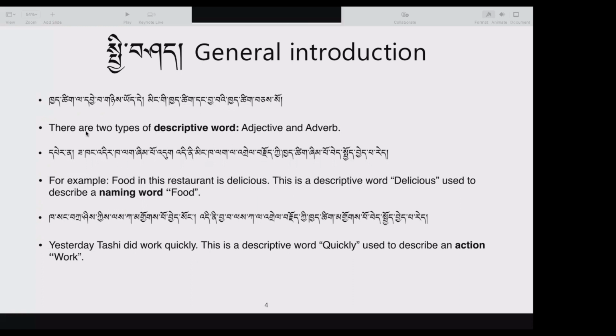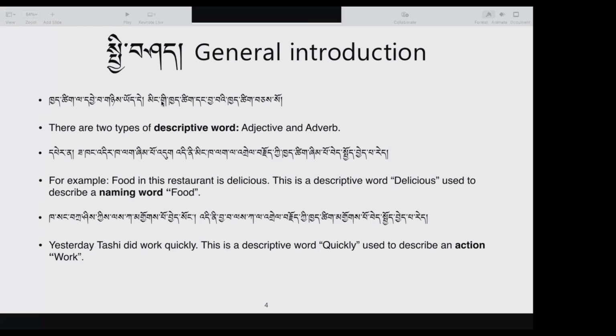Okay, so there are two types of descriptive words. The first one is adjective. Mingi kezi, the descriptive word that is used with a naming word. And chawe kezi, adverb, a descriptive word that is used with an action word.